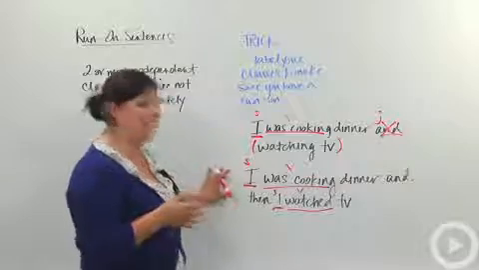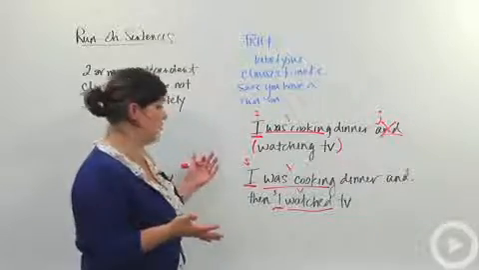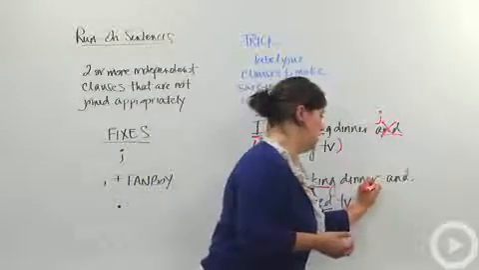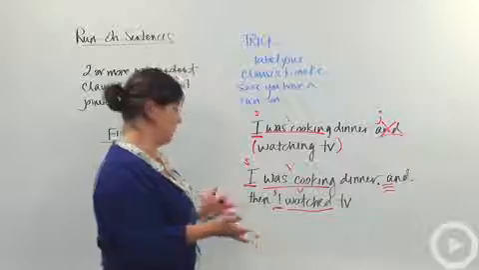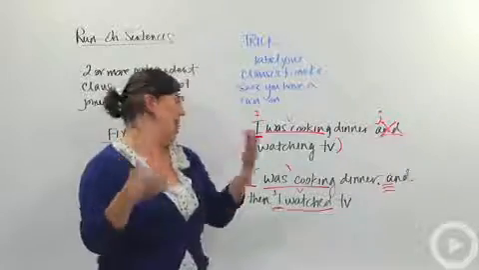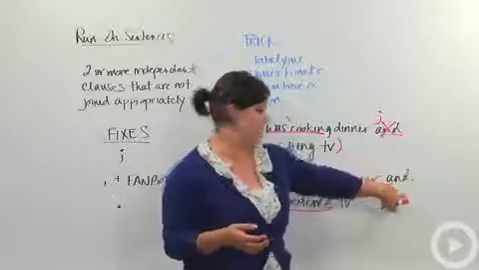So if we take a look at how to fix this run-on, it's pretty simple. You've got three different options. The first one would be to throw a period in here, capitalize your A, and you've got two sentences. I was cooking dinner, period, and then I watched TV. And remember, it is okay to start sentences with those coordinating conjunctions.